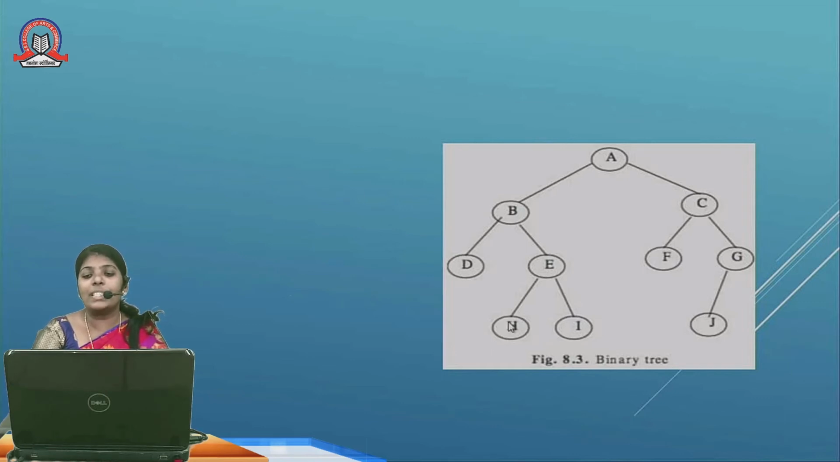Okay, now you can see H, I, J. H, I, J are called leaf nodes because they do not have any child node. That is called a leaf because they do not have any node.